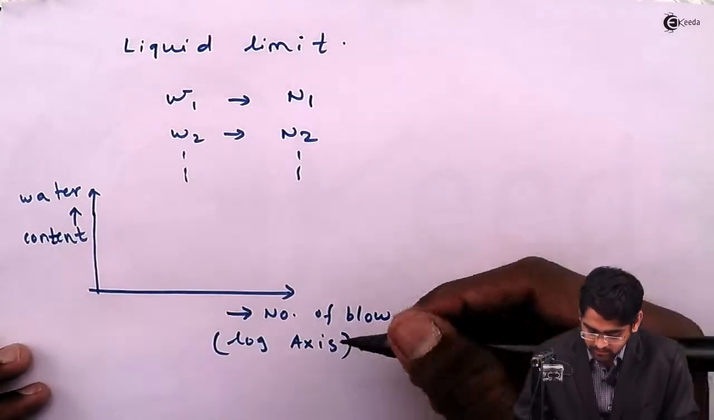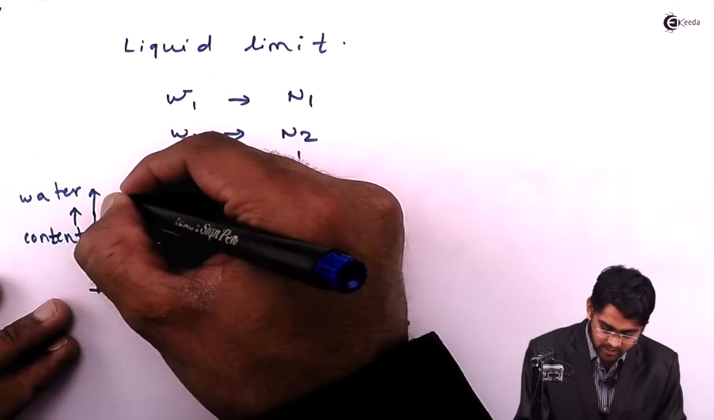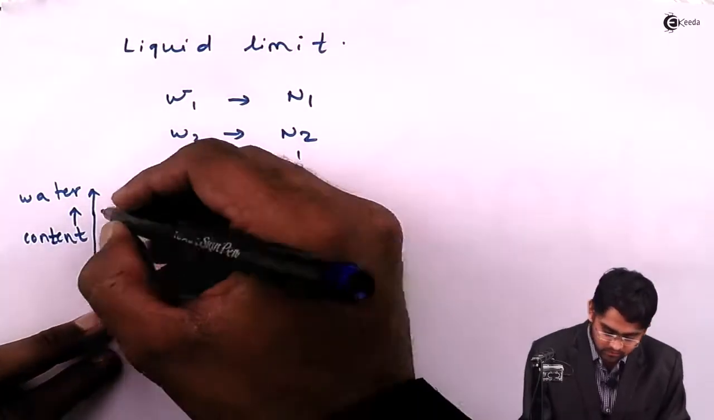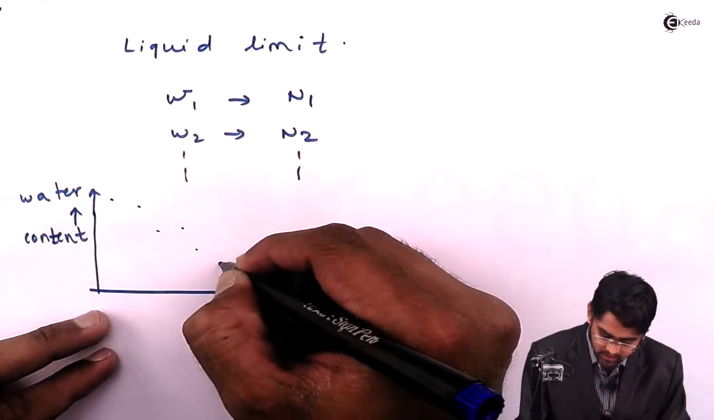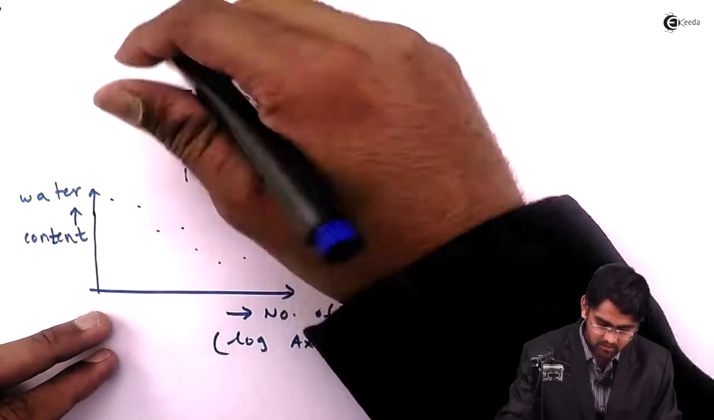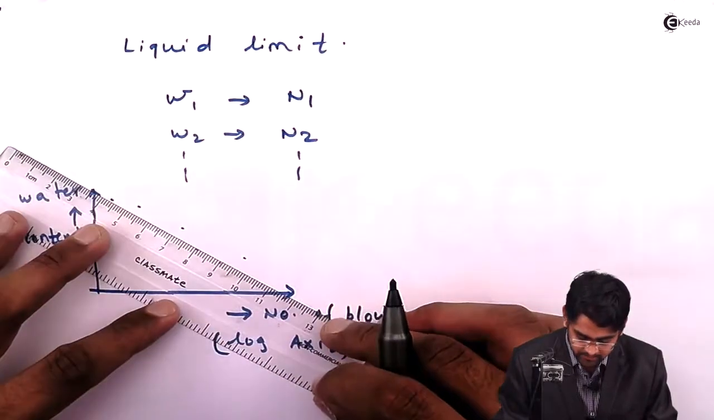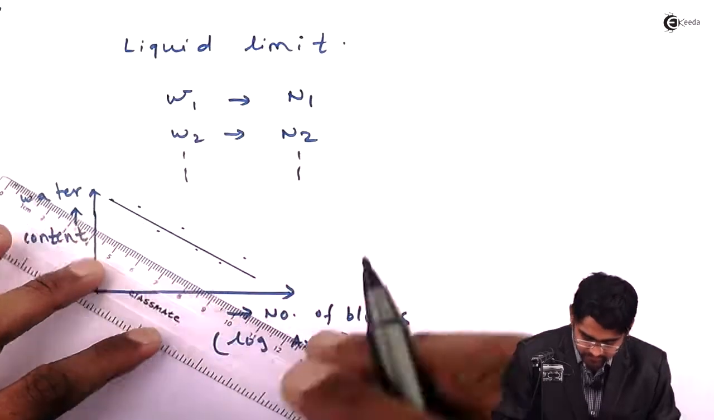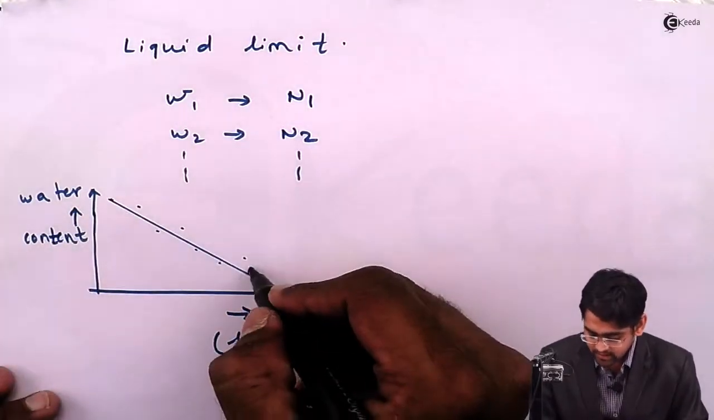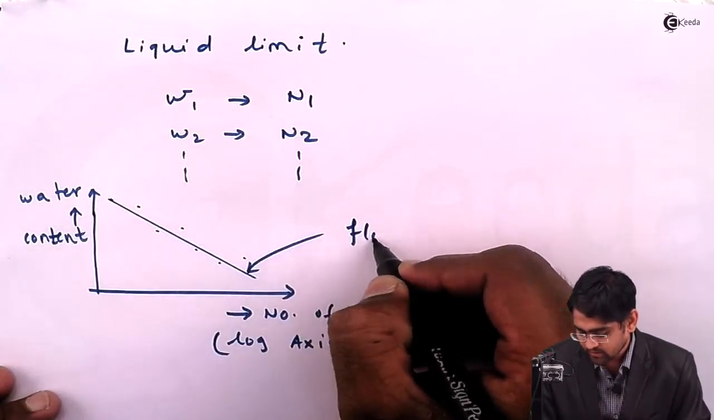So if you have very high water content, then probably you require very less number of blows, and so we have the points like this. We joined it by a best fitted straight line, and this straight line is nothing but your flow curve.